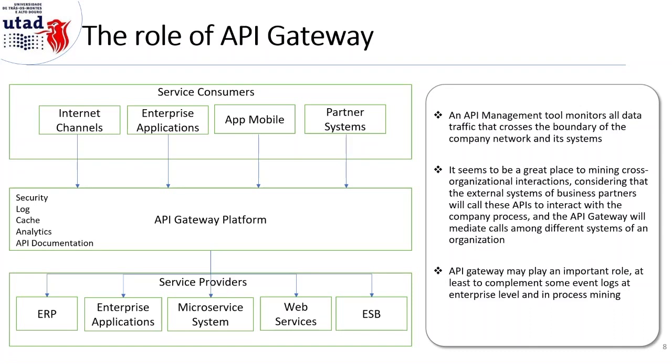So it seems to be a great place to mine cross-organizational interactions, considering that the external systems of the business partners will call these APIs to interact with the company's processes. It will also mediate the online calls among different information systems of the organization. Therefore, an API gateway may play an important role, at least to complement some event logs at an enterprise level in process mining that may help companies to collaborate better in their processes.